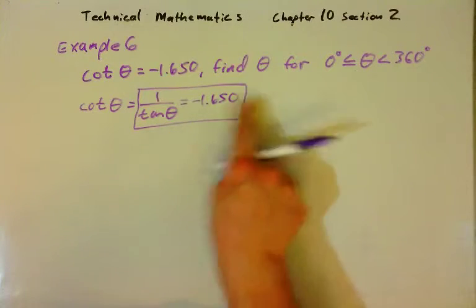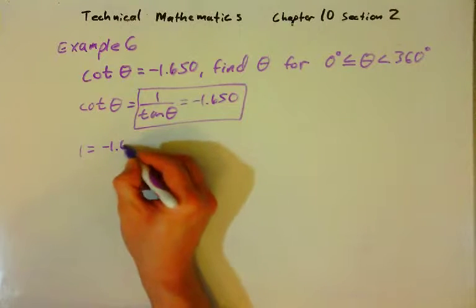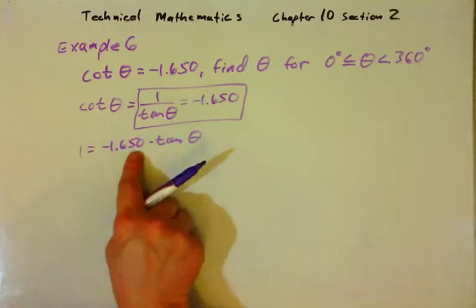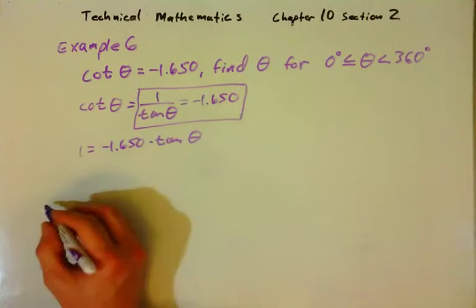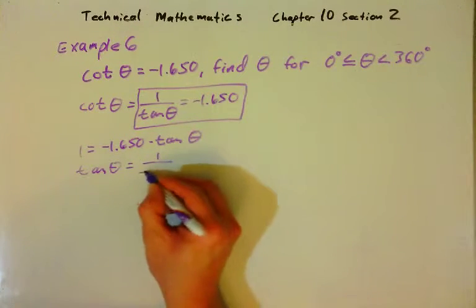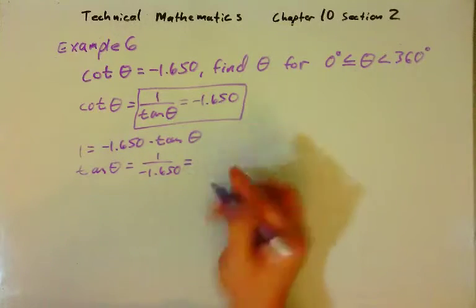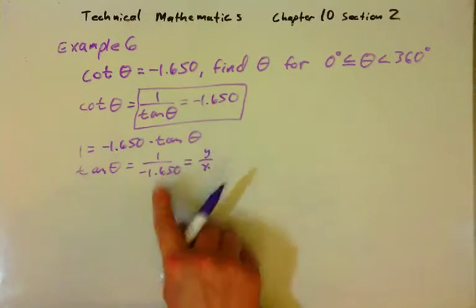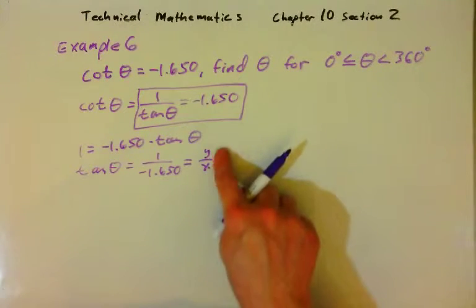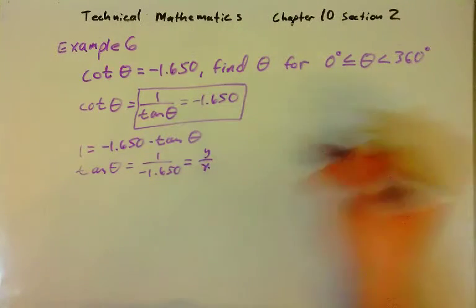Right, we need it to be out of the denominator, so we'll multiply both sides by tangent theta. We get 1 equals negative 1.650 times the tangent of theta. And then we'll divide both sides by negative 1.650. And so we'll get the tangent of theta is equal to 1 divided by negative 1.650. Now recall that the tangent of theta is equal to y over x. And so when the tangent of theta is represented as a fraction this way, we're getting a point that falls on the line of the terminal side of this angle.